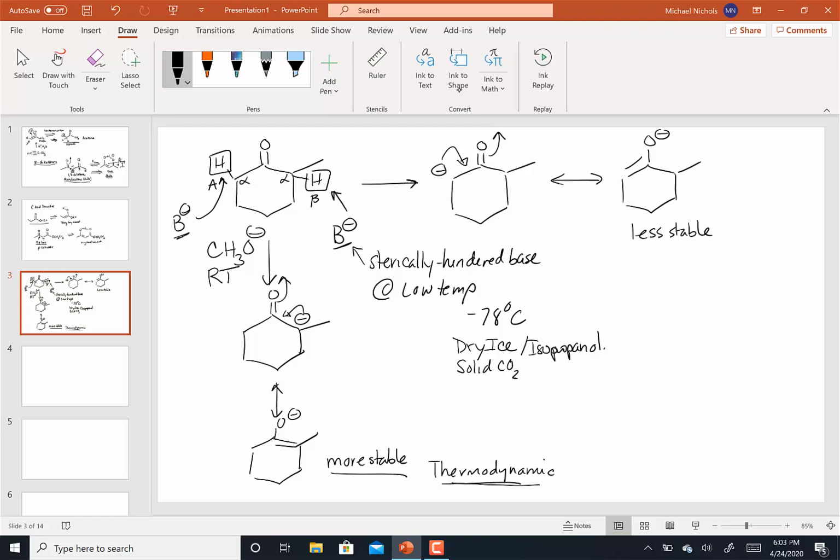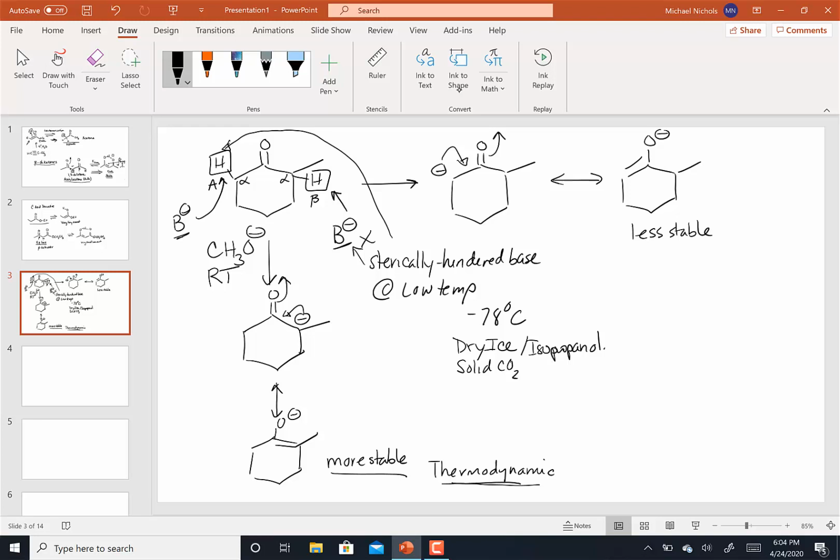So the idea here is that I'm forcing the base to react only with alpha hydrogen B. So the sterically hindered base will not be able to remove that sterically hindered hydrogen. Instead, the sterically hindered base will have no choice but to remove the less hindered alpha hydrogen A. And so in that case, I'm going to form this enolate, which is the less stable, but comes from the more sterically accessible hydrogen.